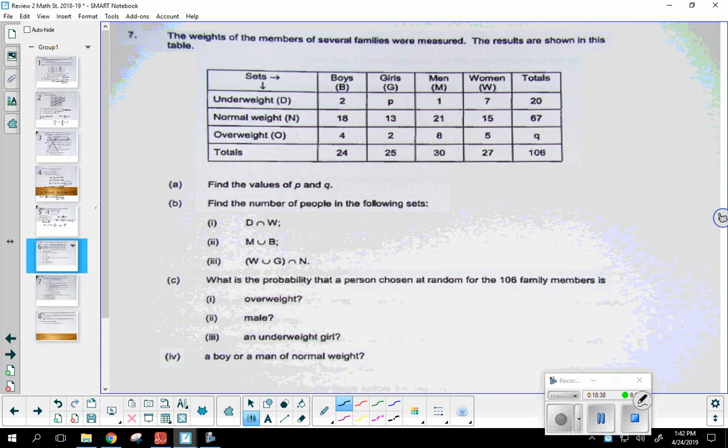The weights on the members of several families were measured. The results are shown in this table. Okay, so we've got underweight, normal, overweight, boys, girls, men, women, and all the totals. Looks like 106 altogether. Find the values of P and Q. All right, well, how am I going to do that? Looks like I have a contingency table. Okay, Peyton, what would you do?